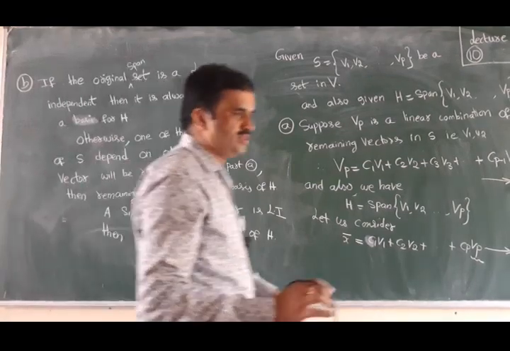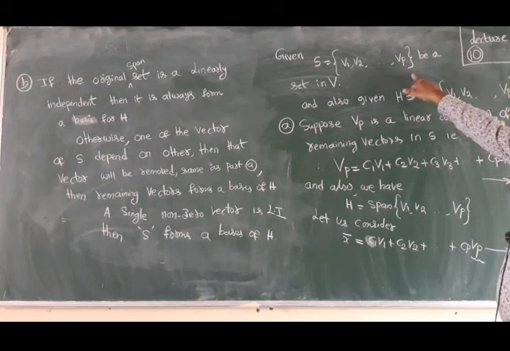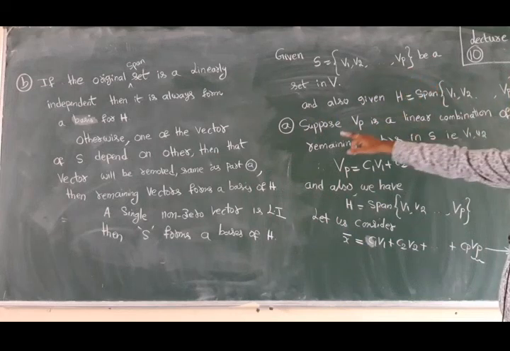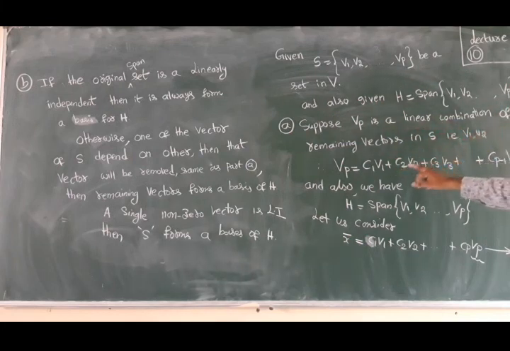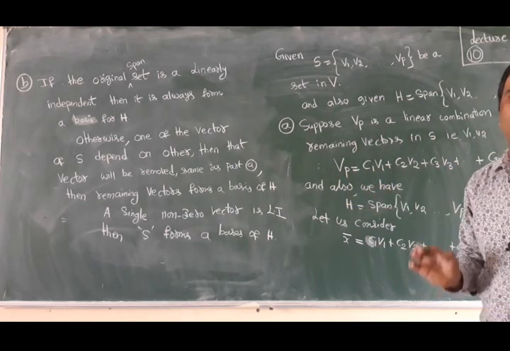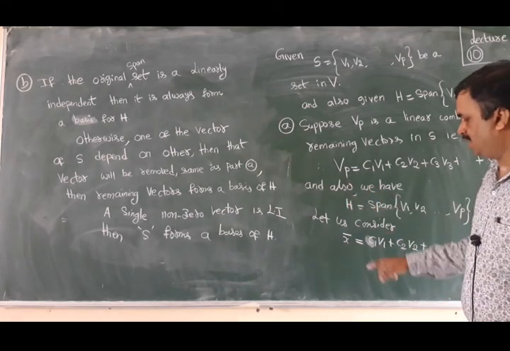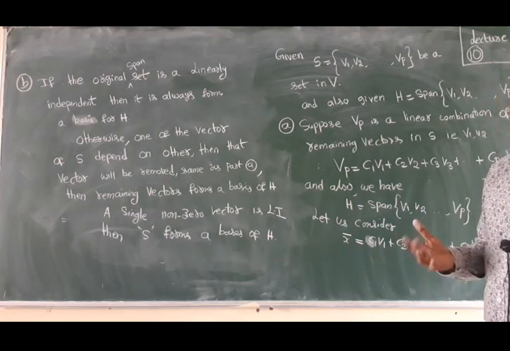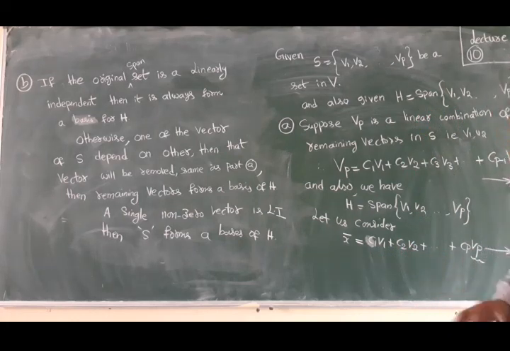So once written, S is equal to V1, V2, and so on up to Vp. In the first case he gave, Vp is a linear combination of the remaining vectors. As it is a linear combination, Vp is a dependent vector. That vector we removed at the end, and simply we are saying the remaining vectors form a span of H, or a basis of H. The remaining vectors form a basis.